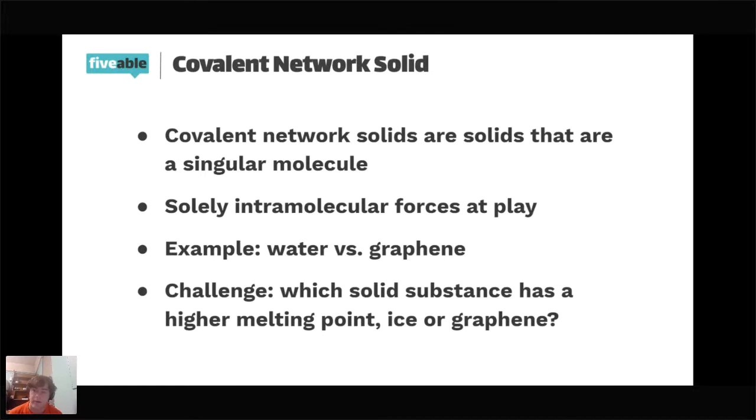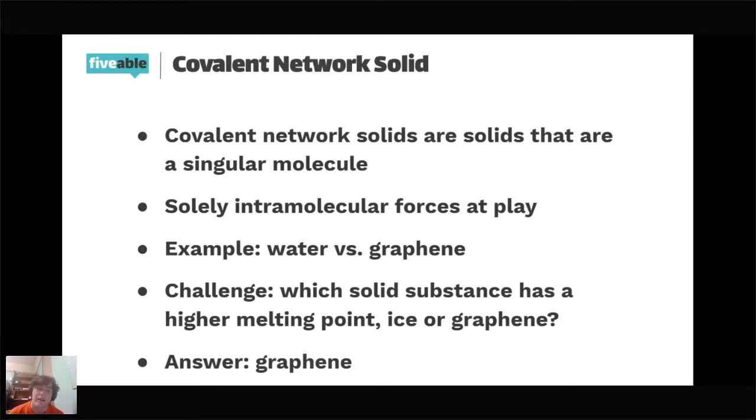Throw a guess out there. Yeah, it's graphene. Graphene has a boiling point. I'm going to go with water first. Water has a boiling point of 373.2 Kelvin. Graphene has a boiling point of 4,510 Kelvin. That's 78% the temperature of the sun's surface.